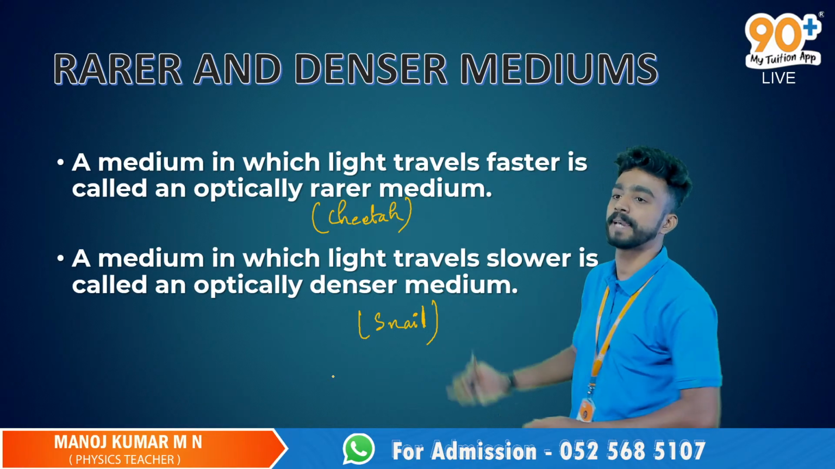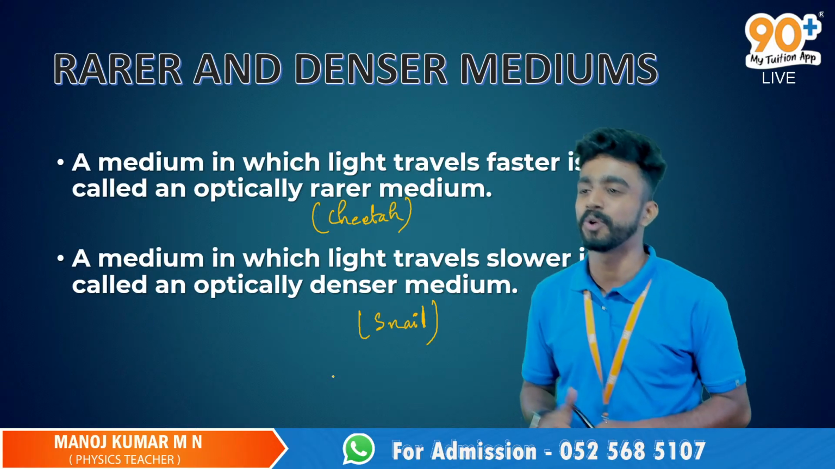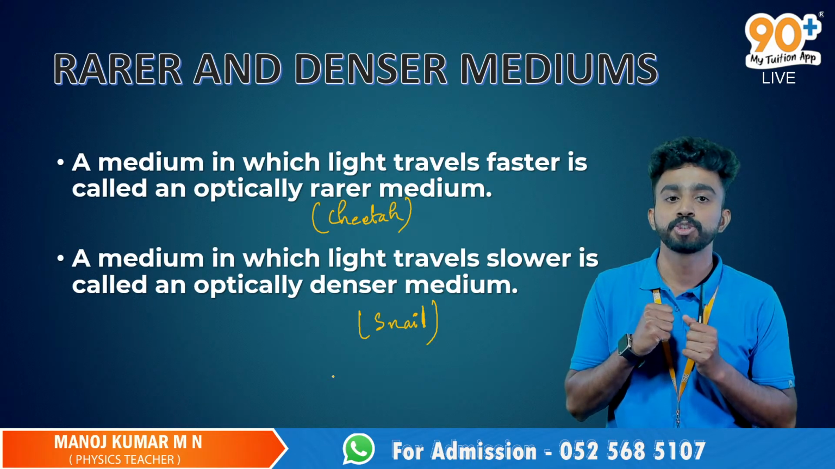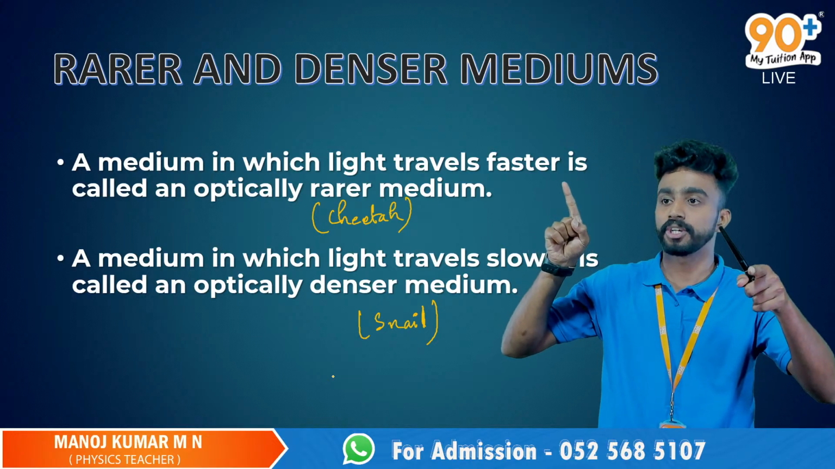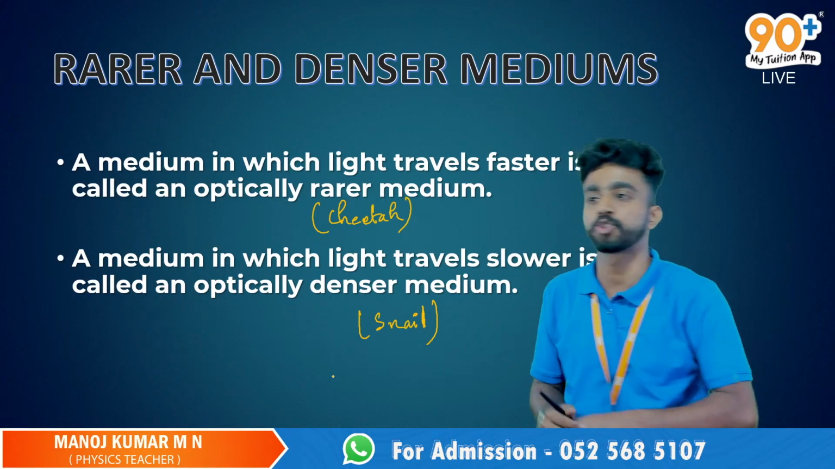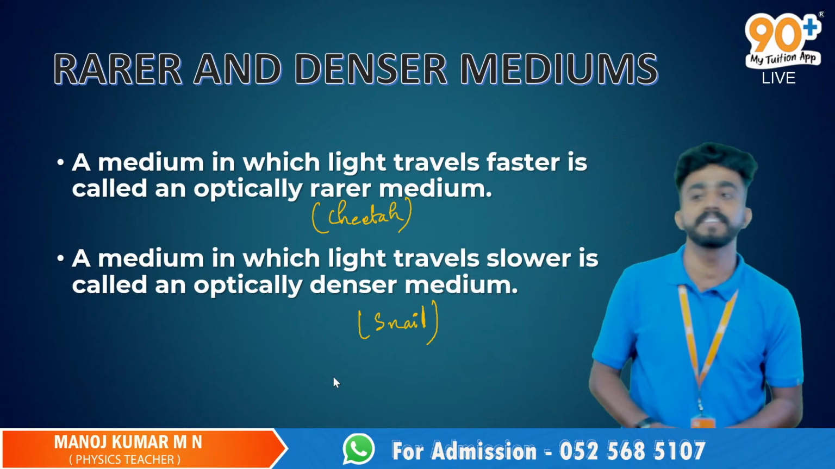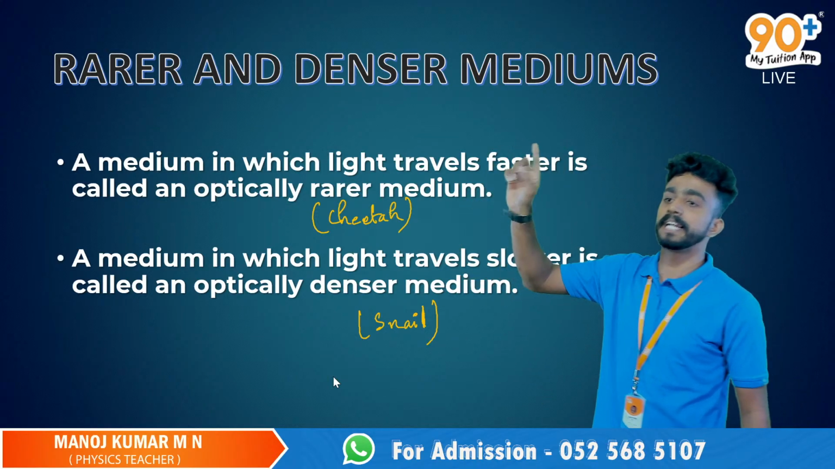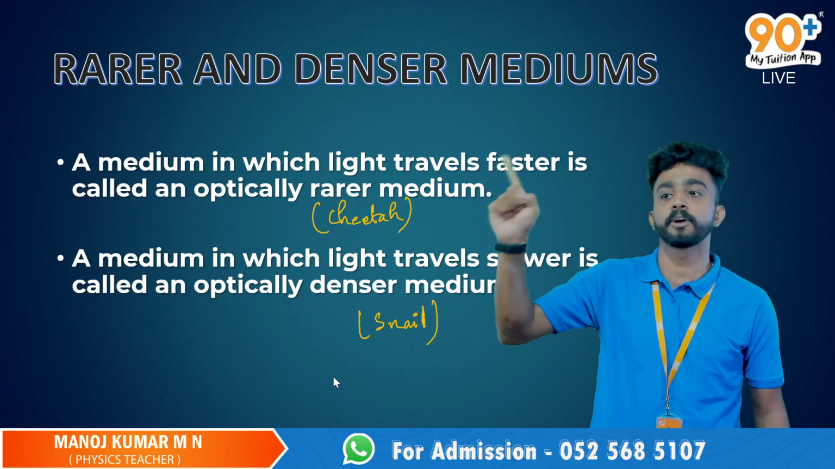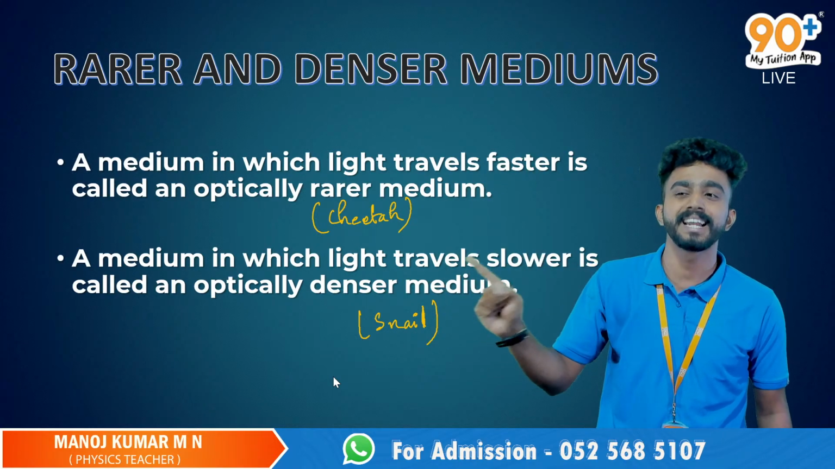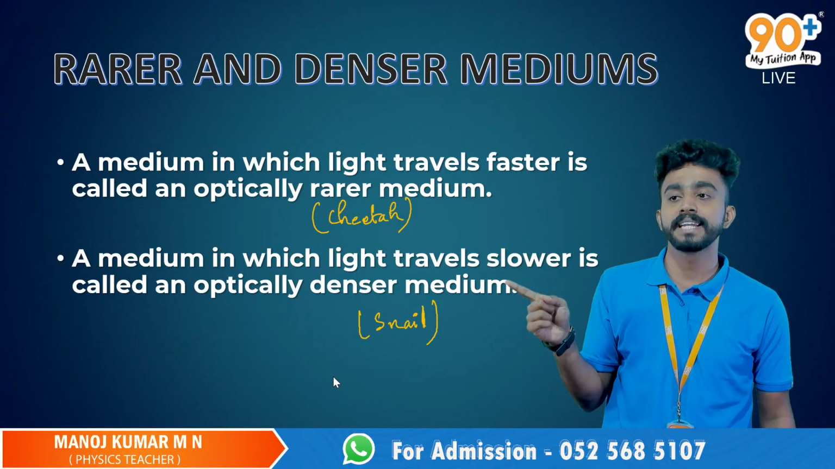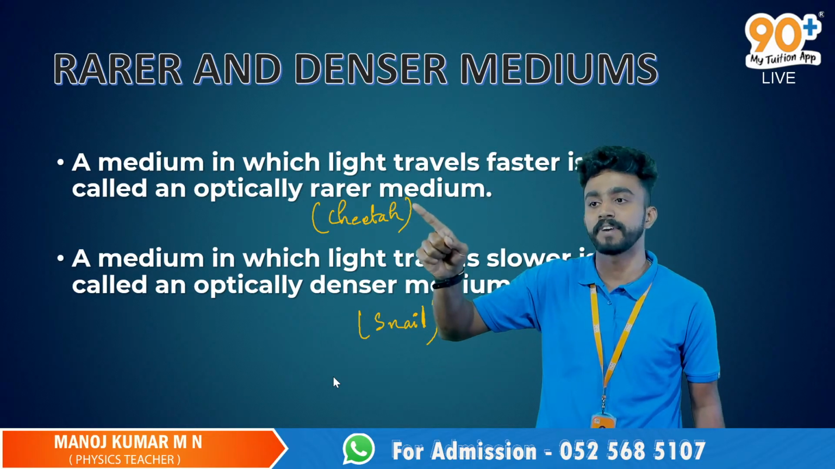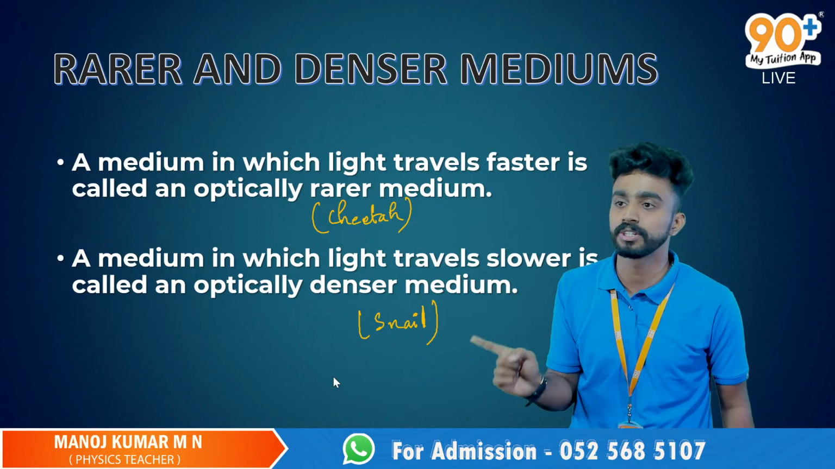If there is free space or vacuum, light will go according to its wish. When we consider a rarer medium, the particles inside it are loosely packed, so light travels faster in it. There is nothing that disturbs it. So light travels faster through a rarer medium and slower through a denser medium. That's the difference between rarer and denser. A medium in which light travels faster is called an optically rarer medium. A medium in which light travels slower is called an optically denser medium. And don't confuse this with the cheetah and snail. I mentioned the cheetah to show it is faster, and the snail to show it is slower.